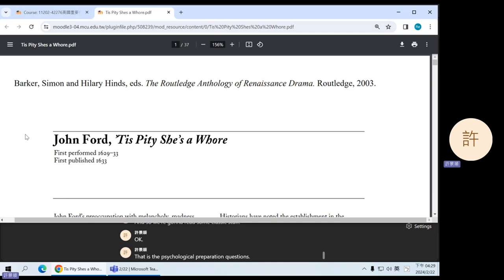Okay, so let's talk about this thing. John Ford's 'Tis Pity She's a Whore. There is no Chinese version. There is a movie, but it's in Italian, and there's no Chinese subtitles. But if you want to watch it anyways, you can try to find it. Actually, I have a copy. It's too long. It's over 2 hours.